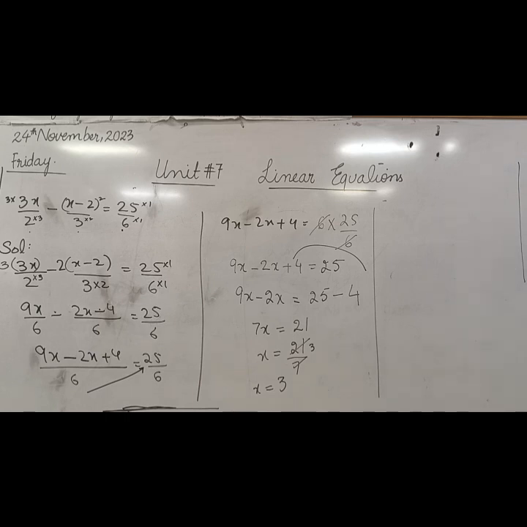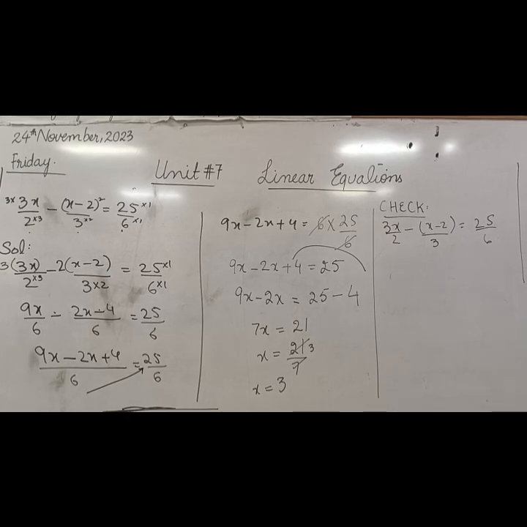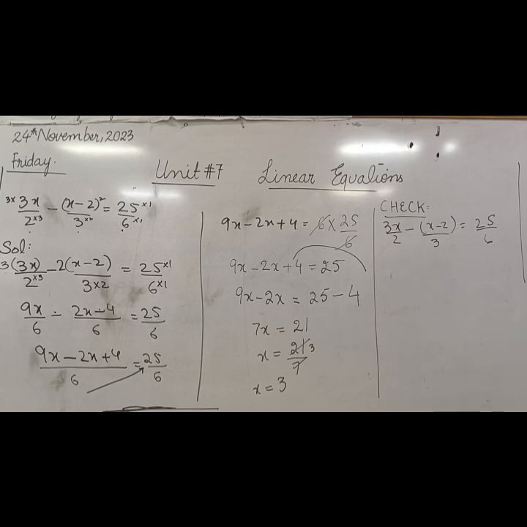This is the solution, but we are not sure whether it is true or not. So we'll check the solution by substituting it in the original equation. How to check? Write the question as it is. 3x over 2 minus x minus 2 over 3 is equal to 25 over 6. This is the original equation. Now replace the variable x in this. We put the value of x in this equation and then we'll see whether it is verified or not.